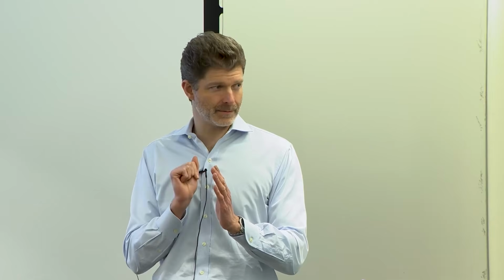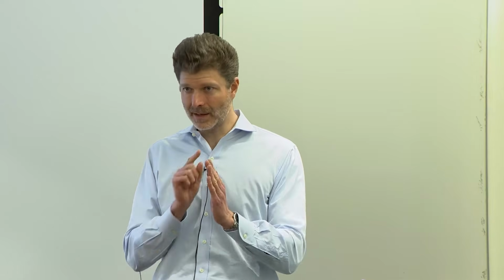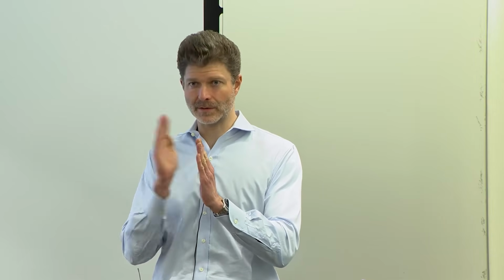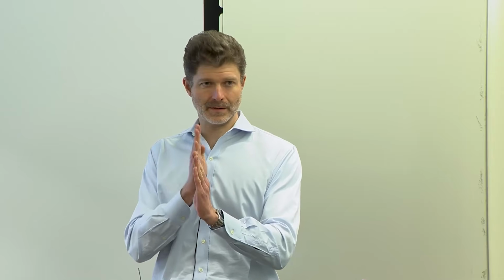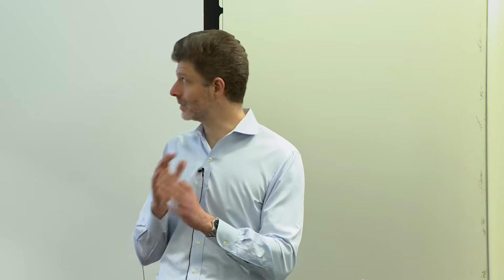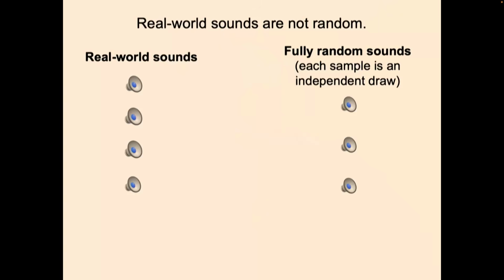Let's compare those to sounds that are random. I made these sounds to be fully random. So what does that mean? Well, a sound is just a big vector of numbers, where the number at every point in time tells you the pressure at that point in time. So you can make a random sound by randomly sampling each one of those numbers from an independent distribution. I used a Gaussian, I think. You could do this yourself in Python. So these are fully random sounds. Each sample is an independent draw. Here's what they sound like.